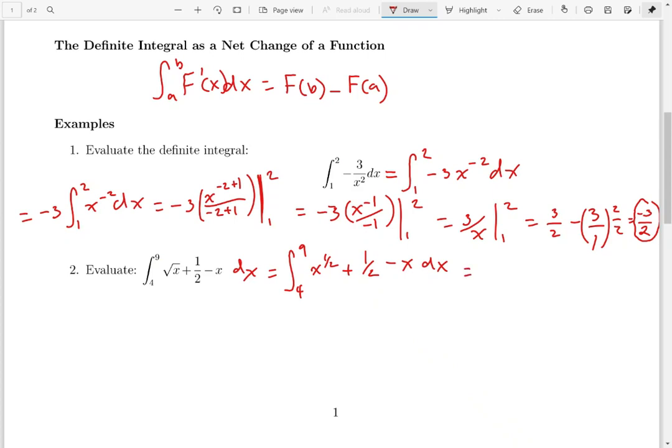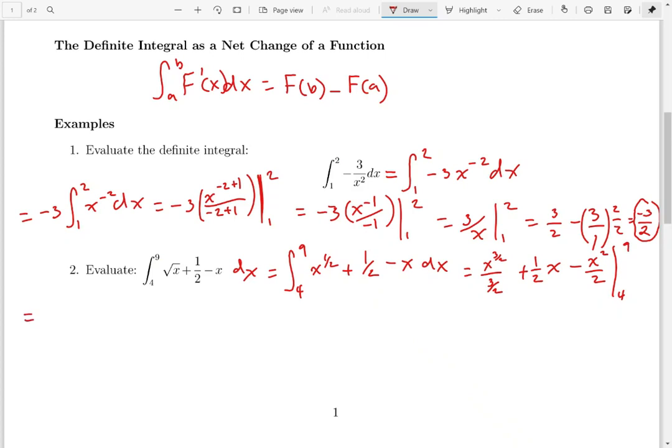Then when I use my general power rule for each one of these, this is going to be the antiderivative of x to the 1/2, which is 1/2 plus 1, or x to the 3/2 divided by 3/2, plus the antiderivative of a constant, which is the constant times x, so that's going to be 1/2 x, minus x to the 1 plus 1, or 2, divided by 2, and our limits of integration are from 4 to 9.